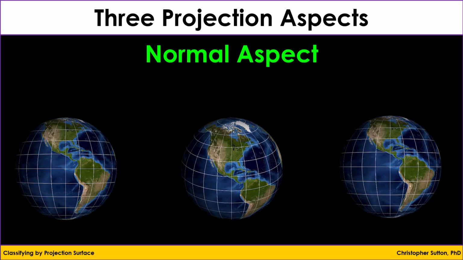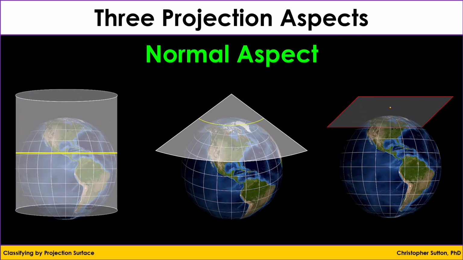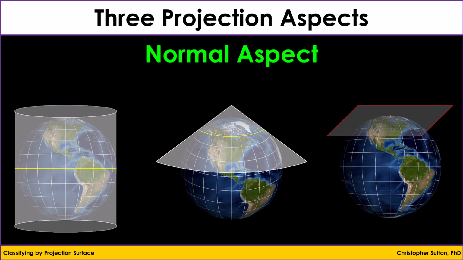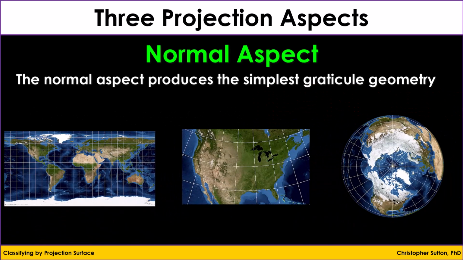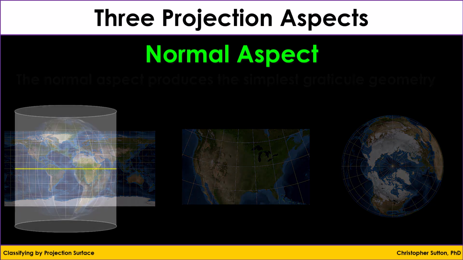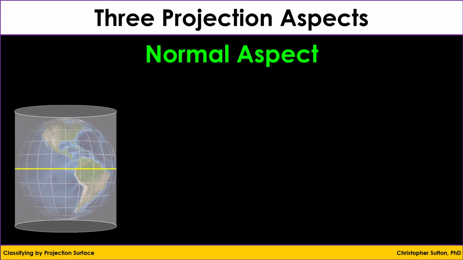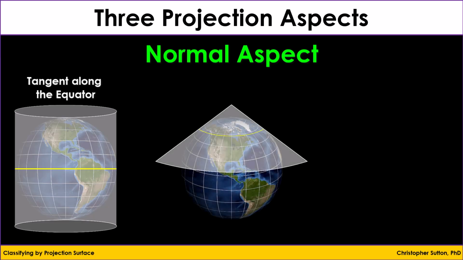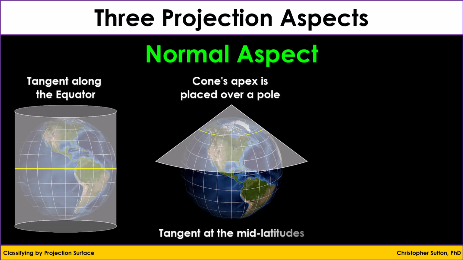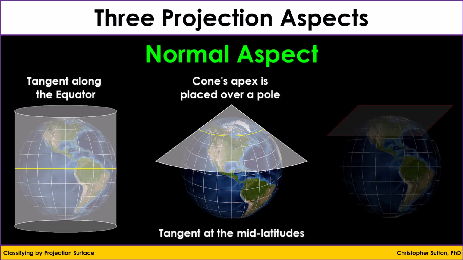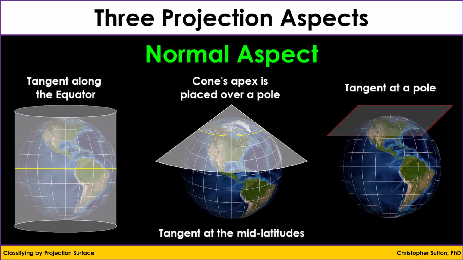With normal aspect, the developable surface is oriented so its axis aligns with Earth's rotational axis. For planes, cylinders, and cones, a normal aspect produces the simplest geometry in the depiction of latitude and longitude lines. For cylindrical projections, the cylinder is wrapped around the globe tangent along the equator. For conic projections, the apex of the cone is placed above one of the poles, and the developable surface contacts the reference globe in the mid-latitudes. For planar projections, the plane touches the globe at a pole.